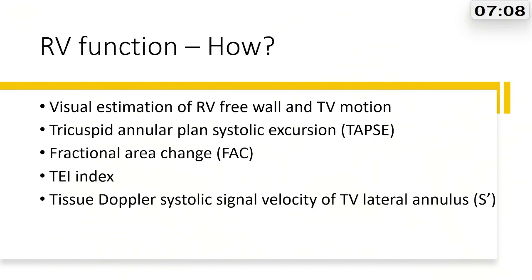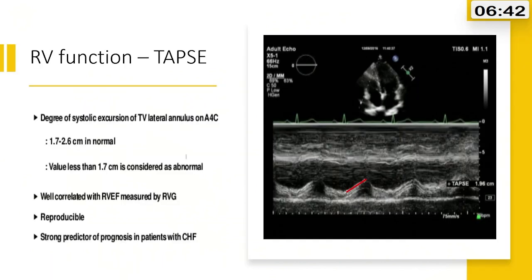Visual estimation of the right ventricular free wall and tricuspid valve motion is usually done routinely, but we have some more objective measurements like the tricuspid annular plane systolic excursion, the fractional area change, the Tei index, and the tissue Doppler systolic S' velocity of the lateral annulus. All these measurements have their own normal values we have to be familiar with, and we have to use whenever indicated.